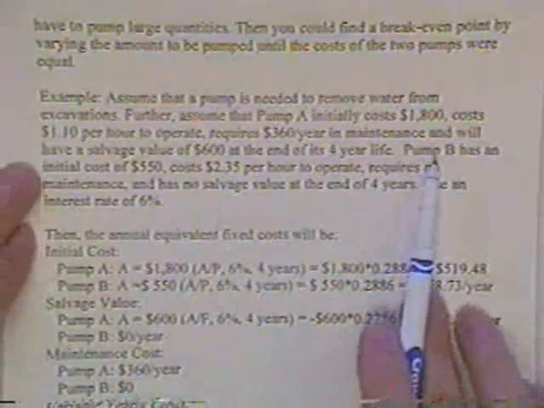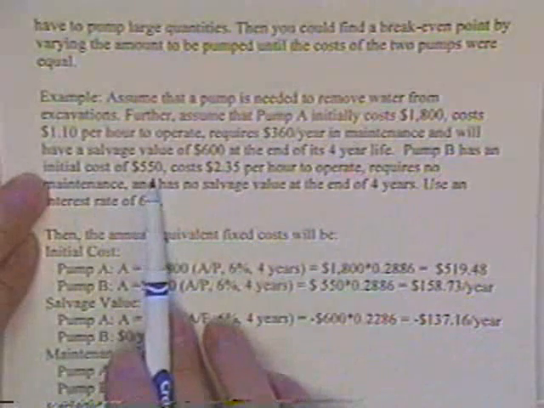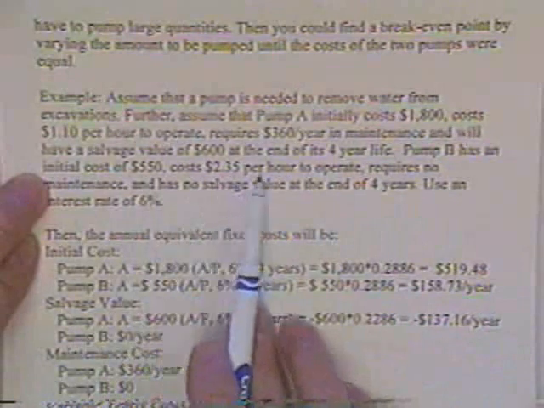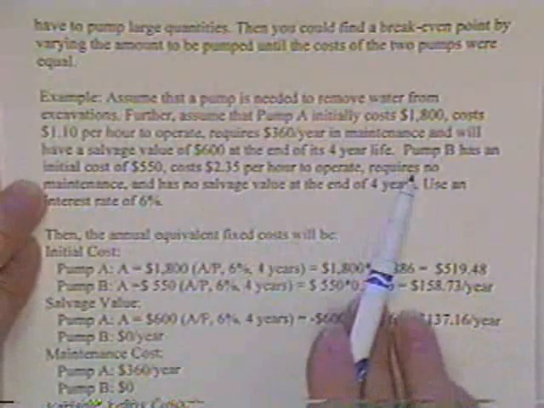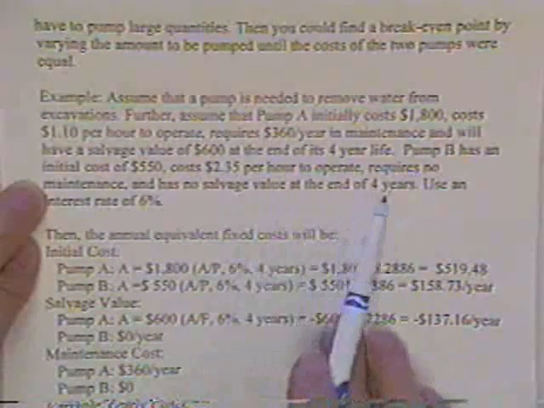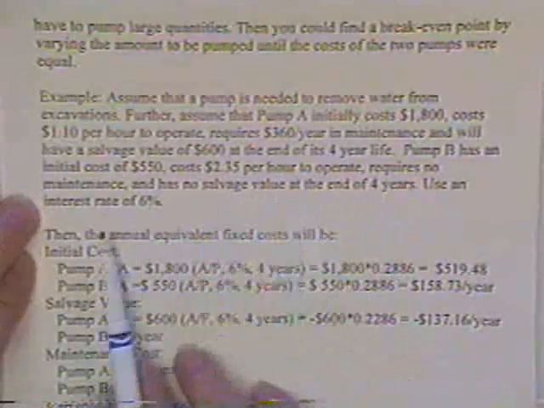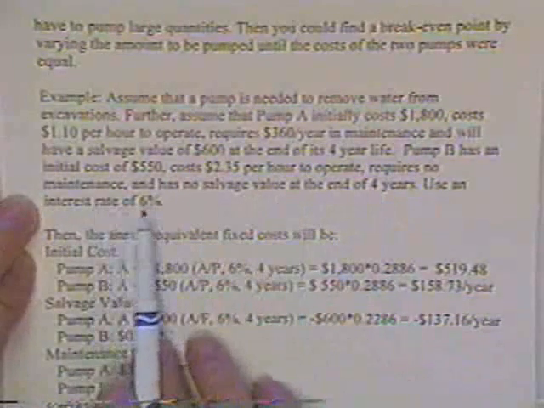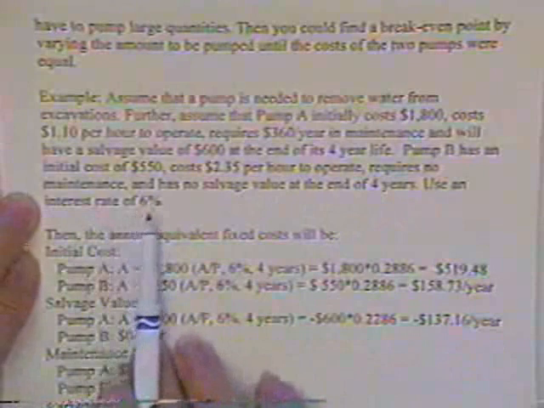Another option is to buy pump B. It'll cost you $550, cost $2.35 an hour to operate, but it doesn't require any maintenance, and at the end of its life, it's just dead. It won't have any salvage value. Now then, the money we're paying to the bank and the money that we could make on our investments, our rate of return, is 6%.